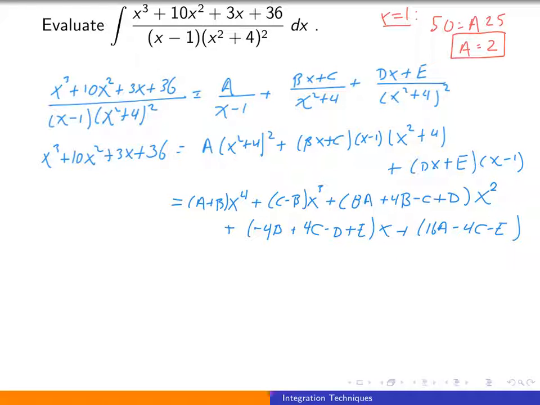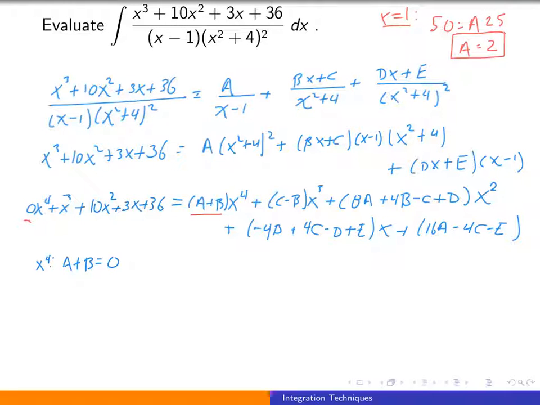And on the left-hand side, this is going to be 0x to the 4th plus x cubed plus 10x squared plus 3x plus 36. And the only way these two quartic equations are going to be equal to each other is if each of their corresponding coefficients are equal. So to start off with, if you look at the coefficients of x to the 4th, that gives us our first equation. So the x to the 4th equation would correspond to A plus B being equal to 0.